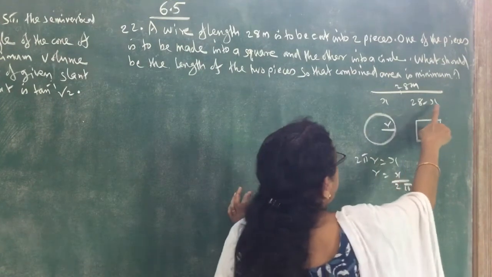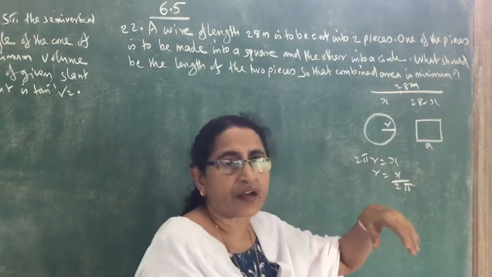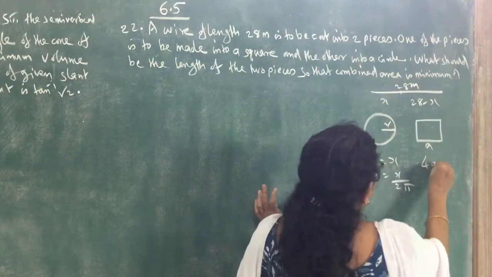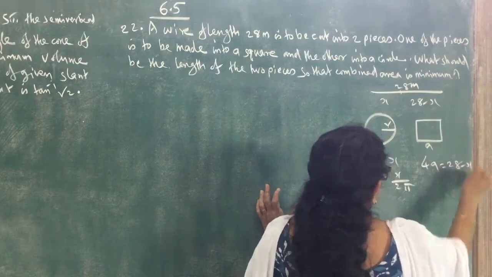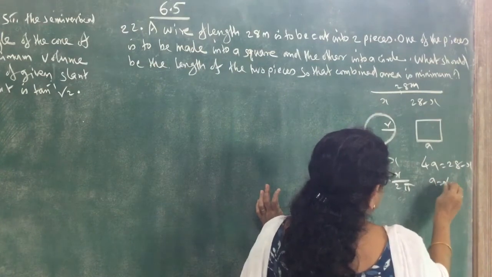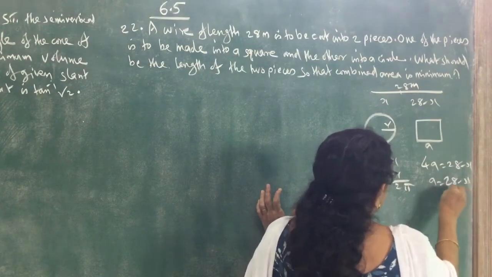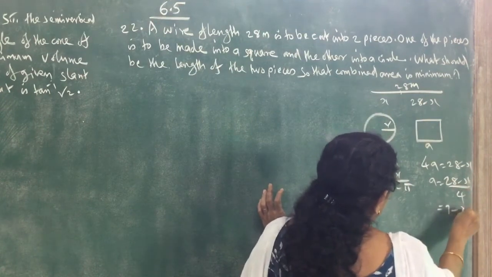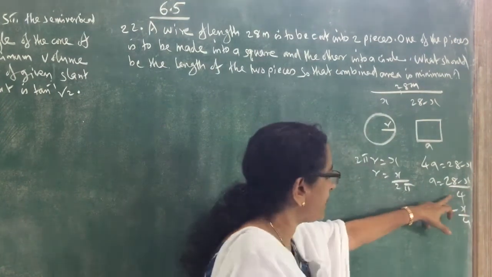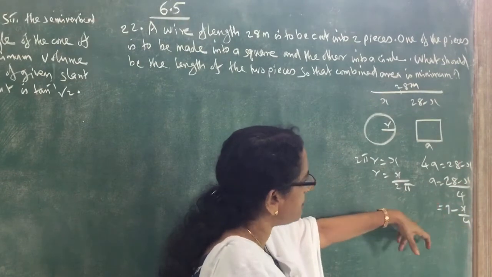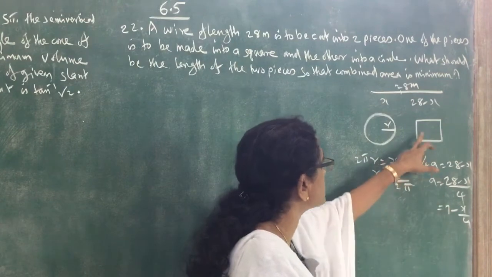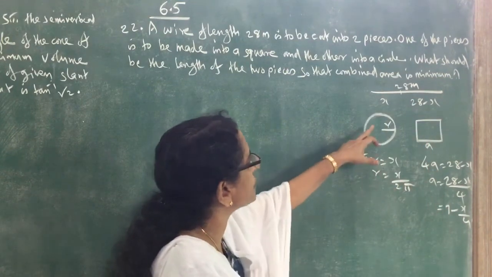And this 28 minus x is used to make the square. So the perimeter of the square is 4a. So 4a equal to 28 minus x. So a equal to (28 minus x) divided by 4. That is 28 by 4 minus x by 4, that is 7 minus x by 4. So that is one side of the square, and this is the radius of the circle.